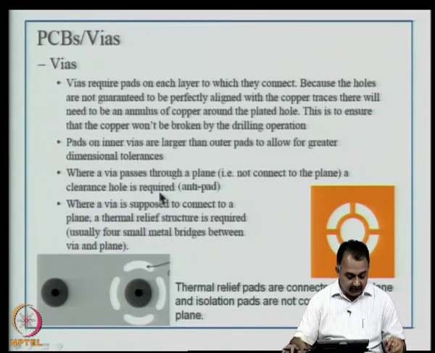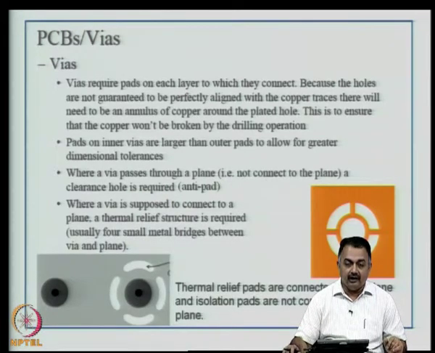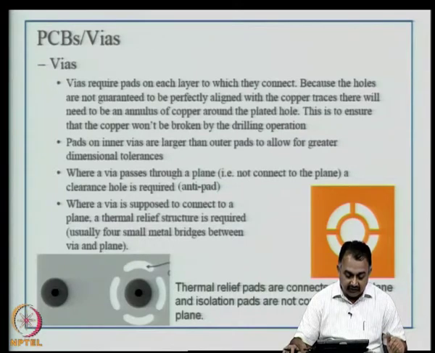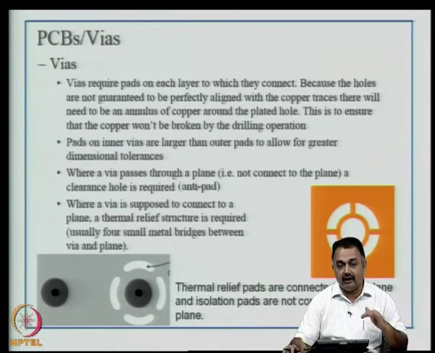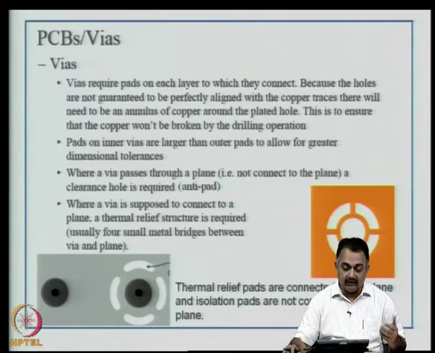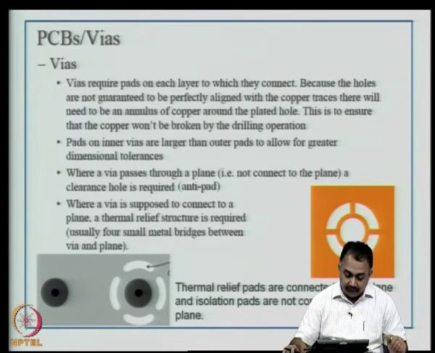Now, I would like to explain what is a thermal relief pad and what is an anti-pad. Basically, if you look at the previous classes I have explained, vias are required on every layer. If it is a double sided board, you require vias to connect layer 1 and layer 2, and in multi-layer boards you will have different sets of vias connecting different electrical layers on your board.